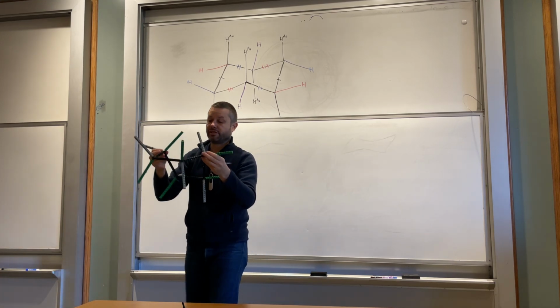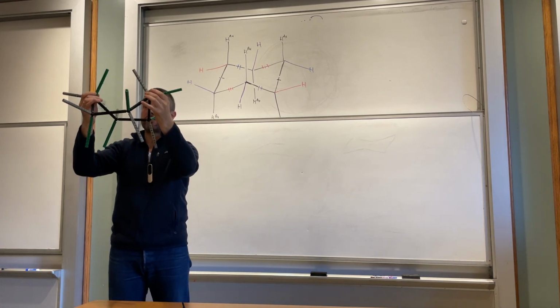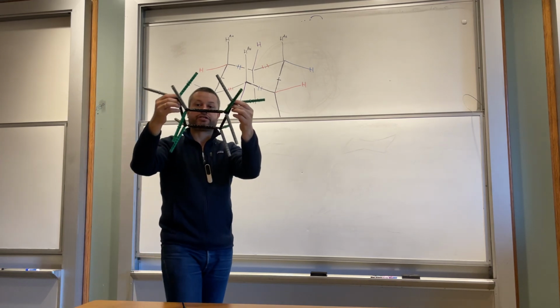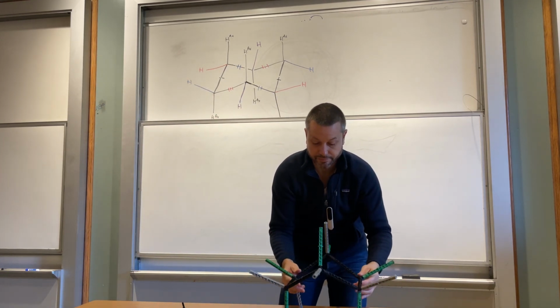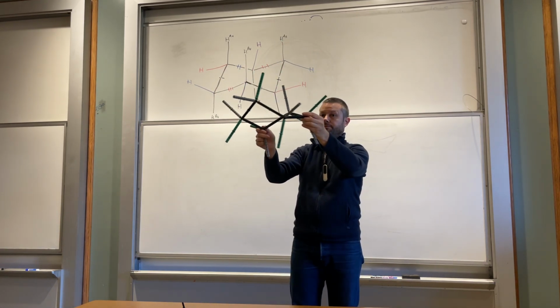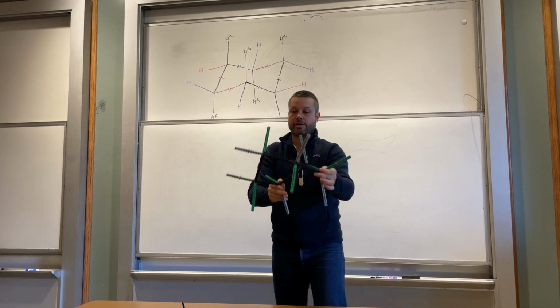So the 2 elements of strain that are being relieved whenever we go from a boat to a twist boat are going to be the steric interaction, the steric strain, between the flagpole hydrogens, and then torsional strain with the substituents on the side. Okay, questions about that?